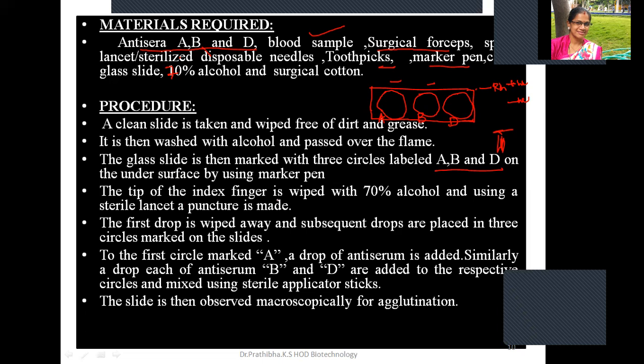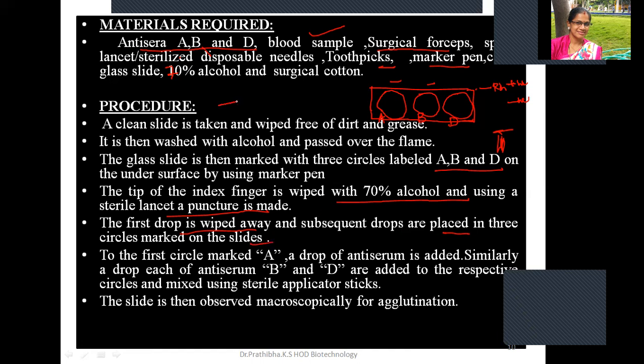The tip of the index finger is wiped with 70% alcohol, and using a sterile lancet, a puncture is made. Once the puncture is made, we can remove the first drop. If possible, remove it. Otherwise, if you are very scared, I know my blood drop is very important, but usually when you go to a diagnostic center, they will do that. The first drop is wiped away and subsequent drops are placed in the 3 circles marked on the slide.